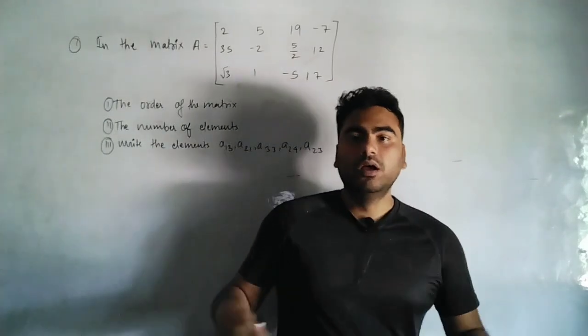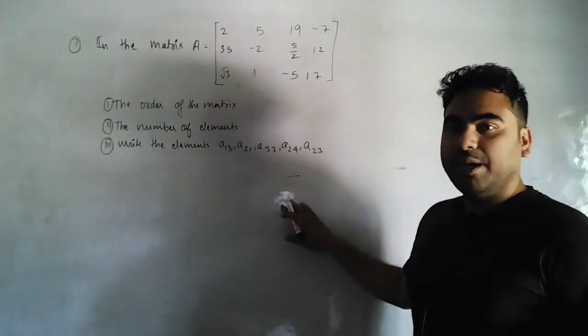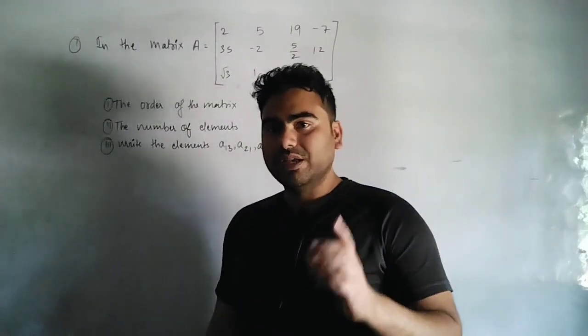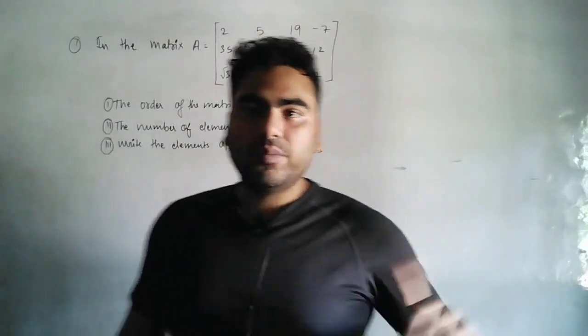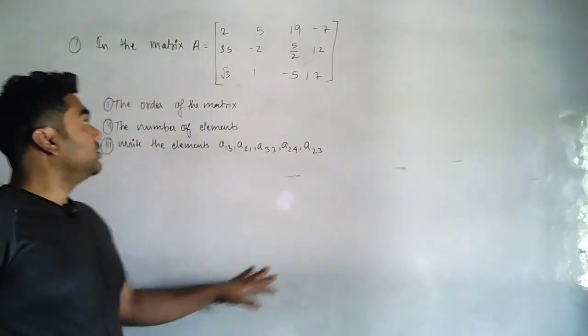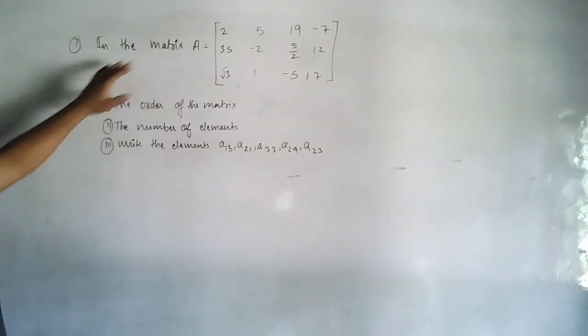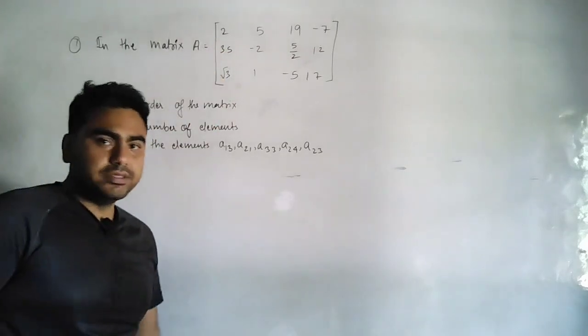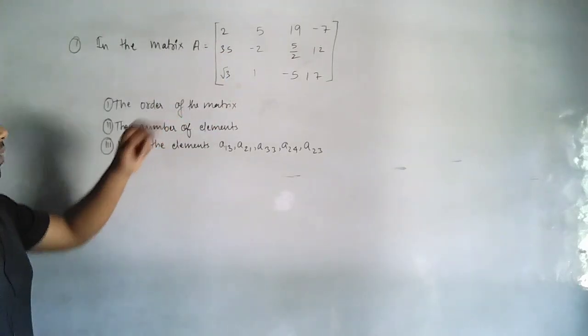Trigonometry we have done. Coming to the third chapter, that is matrices. In matrices we have the first exercise, 3.1, starting from question number 1. Question number 1 is asking about the order of a matrix. Here it is given matrix A having 12 elements. So we need to find the order of the matrix.